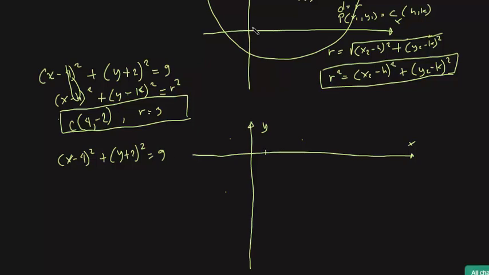I have 4 and negative 2, so I need to have 4 on x: positive 1, 2, 3, 4. So I have 4 units, and for y, I need to have negative 2, so I go down, negative 1, negative 2. It will be on this point. Now I have the center, and the center is (4, -2).